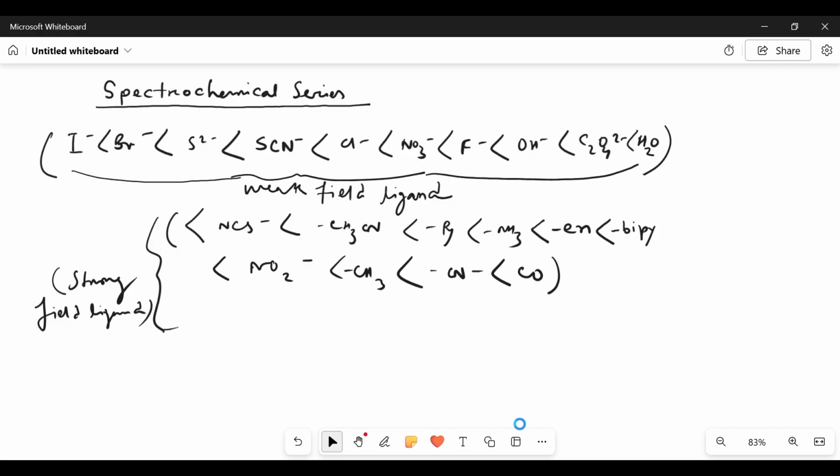Today I shall discuss the spectrochemical series, and this is a very important topic. If you don't know about weak field ligands and strong field ligands, and which one is weak field and which one is strong field, then you cannot find out the paramagnetism or magnetism or any kind of CFSE value, CFT, VBT. Everything depends on the weak field and strong field concept.